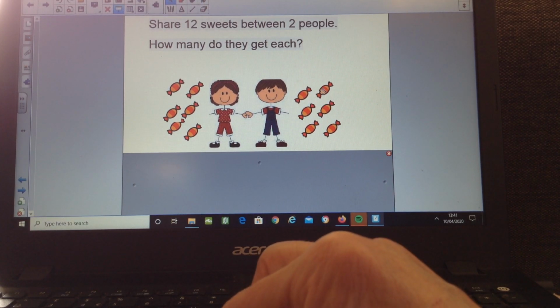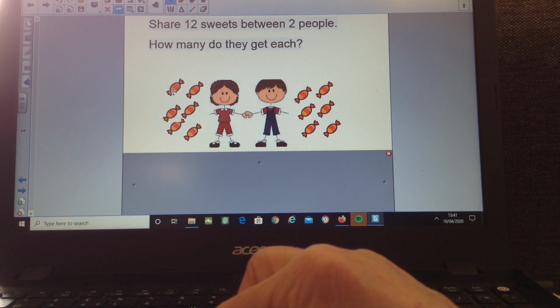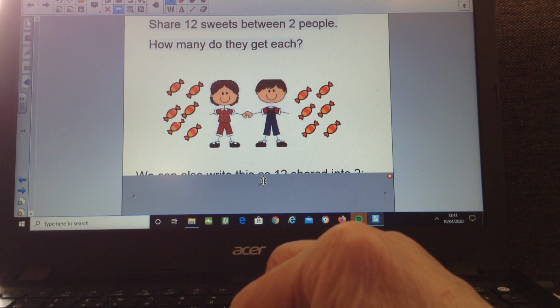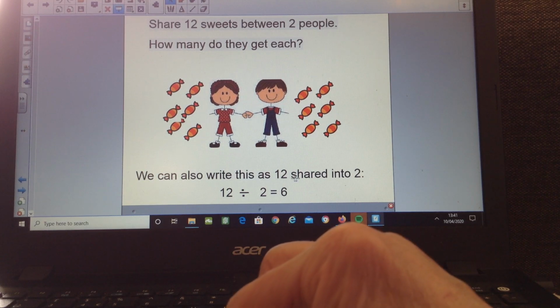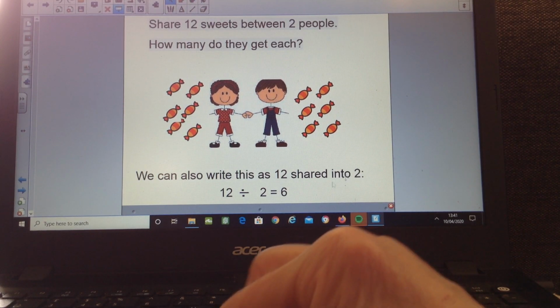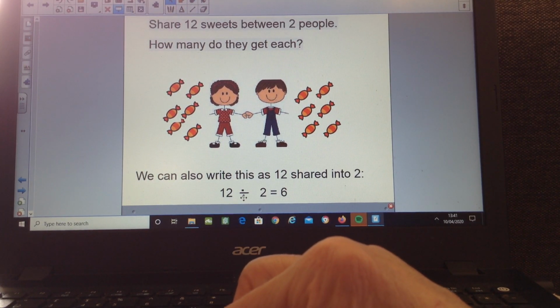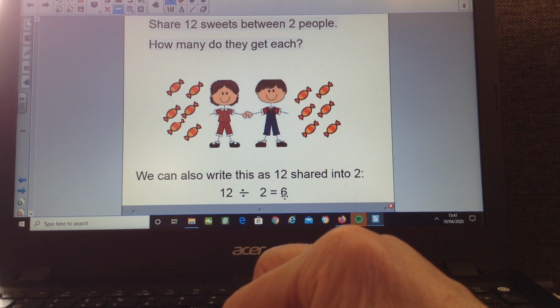2, 4, 6. 2, 4, 6. Let's see that written down. Well, we can also write this as 12 shared into 2. 12 divided by 2 equals 6.